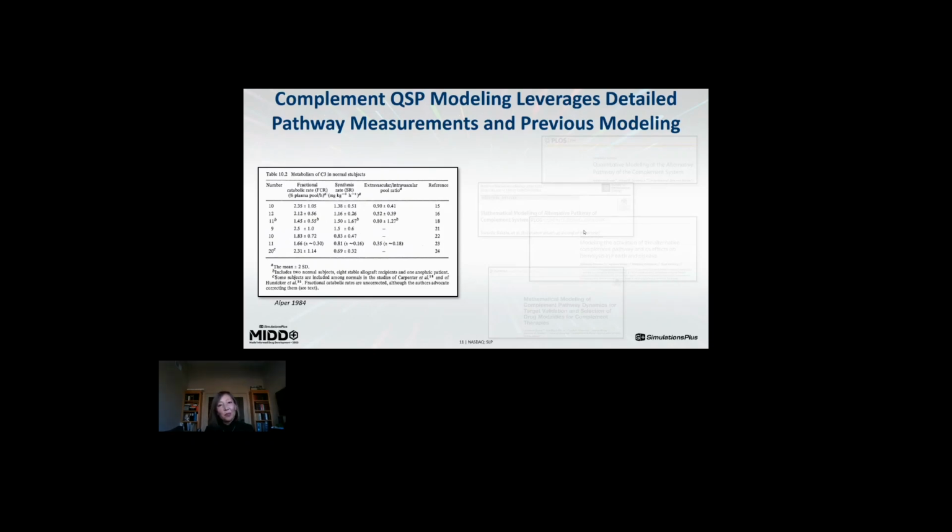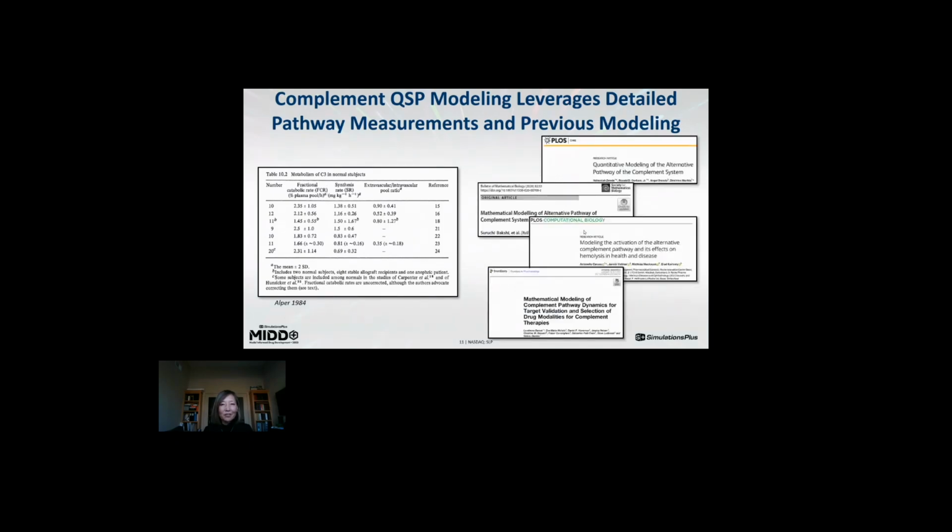I will also acknowledge that we are not the first people to investigate complement via QSP modeling. There are several groups that have worked on this in other contexts. Sometimes there's a different focus, acute versus chronic, or which particular pathways are being represented or to what degree. But I think the point I'll make is that this is an area that is A, amenable to modeling, and B, an area where the benefits of modeling, I think, are very, very much appreciated.